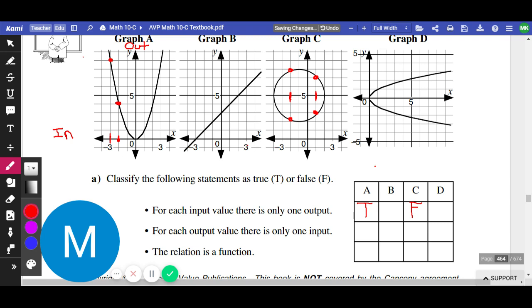Looking at B, every input would only have one output, not multiple spots, right? So B would be true. And D would be false. Looking at D, if I chose an input value of 5, I notice I could go up and hit the graph or go down and hit the graph. Right? There's 2 outputs for that input. So that would be false.